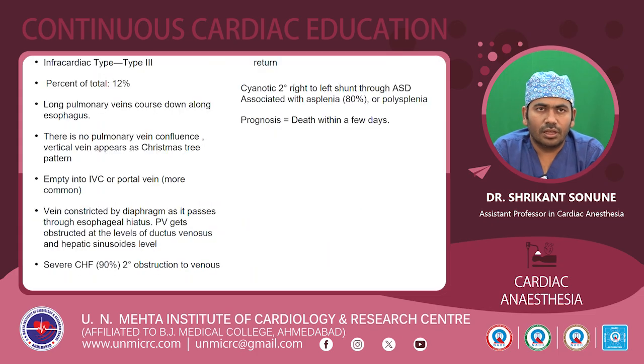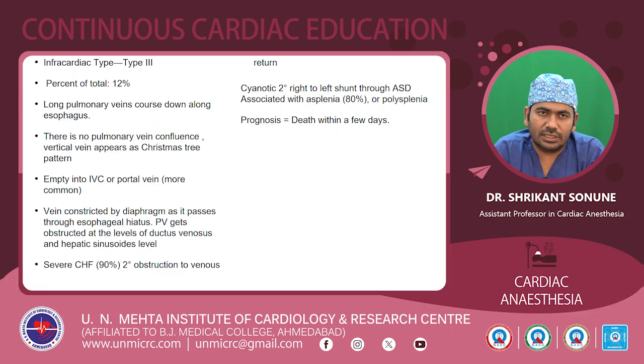CS. The infracardiac type, or type 3, is around 12 to 15%. The long pulmonary vein courses down along the esophagus, as there is no formation of any pulmonary vein confluence in this type of TAPVC. The vertical vein appears as a Christmas tree pattern giving branches, and it empties into either the inferior vena cava or the portal vein, which is the more common site.